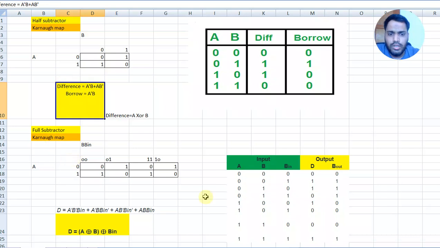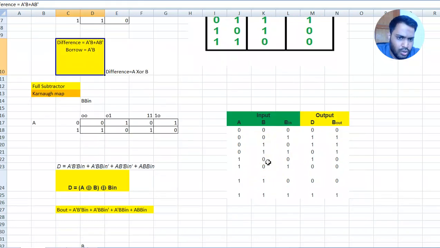So the K map for full subtractor will be, first we take the truth table. In the truth table we have A, B, B in, 3 inputs. So how did we get the difference? Whenever we have to do XOR, it is the result of that. 0 XOR 0 XOR 0 is 0. 0 XOR 0 is 0. 0 XOR 1 is 1. 0 XOR 1 is 1. 1 XOR 0 is 1. So difference is basically the XOR of these 3 inputs.